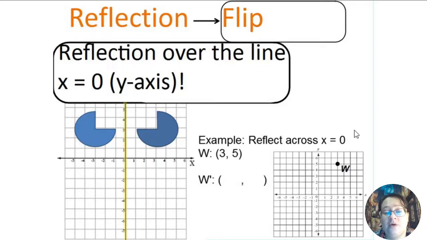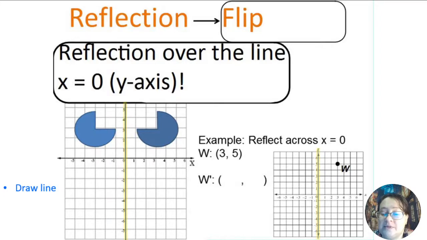For our example, we're going to reflect across that line x equals 0 for point W. W starts out at 3, 5. We have the exact same process. We're going to draw the line. So we're reflecting over the x equals 0 line, or y-axis. That's where we draw our line.